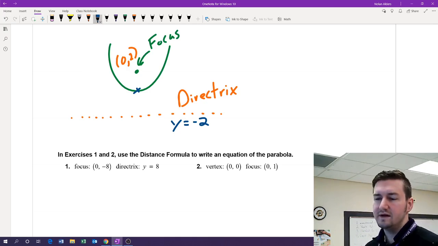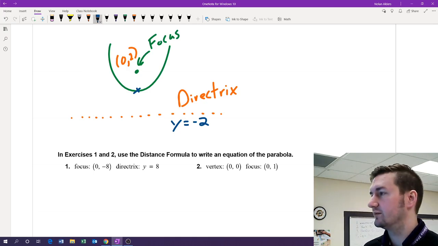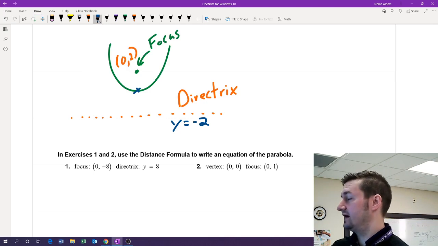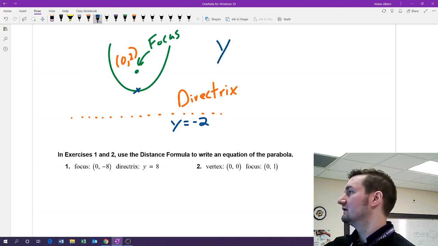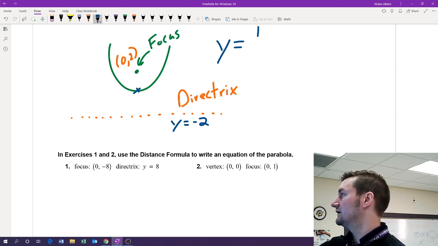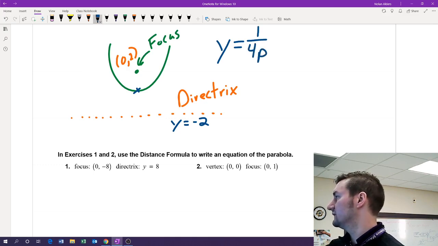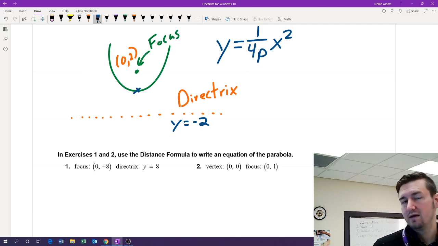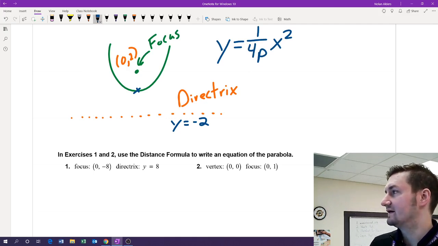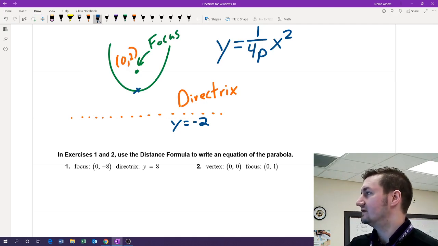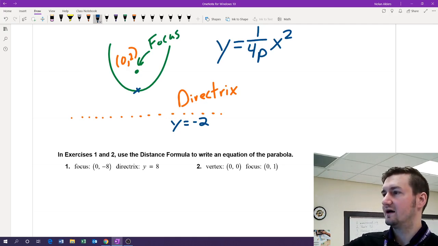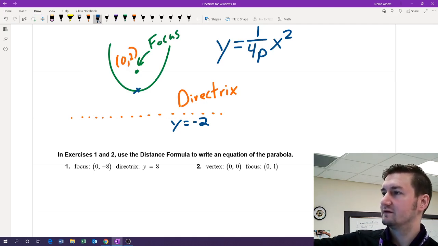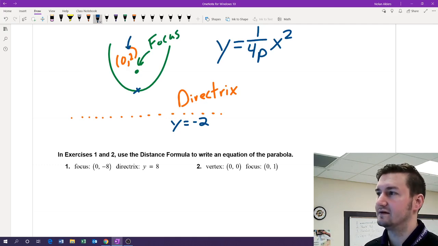Okay. Now, one equation we're going to be using quite a bit is what's called the distance formula, and it looks something like this. y equals 1 over 4p x squared. 1 over 4p x squared. And so that p right there is going to be equal to the 2 in our focus. So for our focus, that 2 is our p.